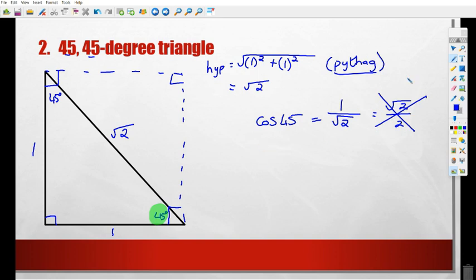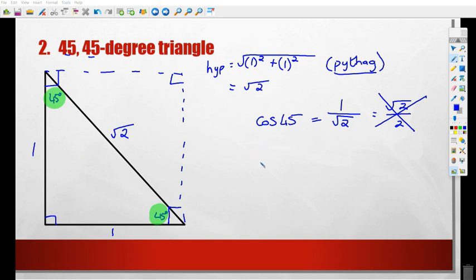Now if I use the other 45, this one over here, cos is adjacent over hypotenuse. So if you turn your head to the right, you can put the triangle on its base. And we've got adjacent over hypotenuse, which is still 1 over square root of 2. So it doesn't matter which 45 you use, it just depends on what angle your head is at.